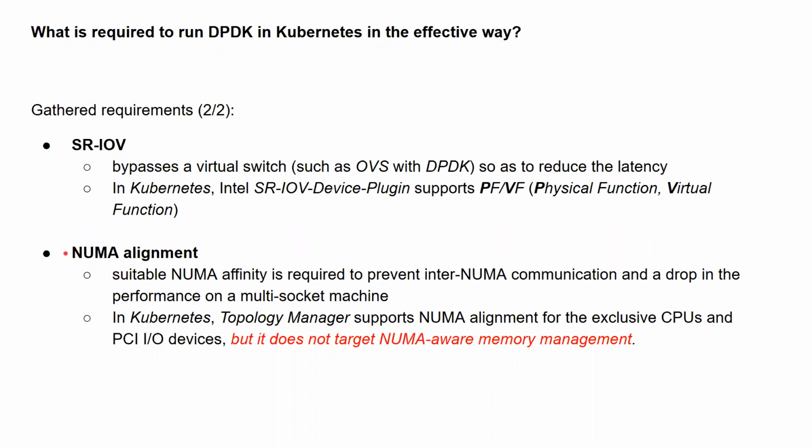And the last requirement that we mostly focused on is the NUMA alignment of resources, to align all of the compute resources from only a single NUMA node. This is to prevent inter-NUMA communication and drops in performance on multi-socket machines. In Kubernetes, we have topology manager that supports NUMA alignment of CPUs, CPU pinning, and PCI devices, but there is no component for NUMA alignment of memory.